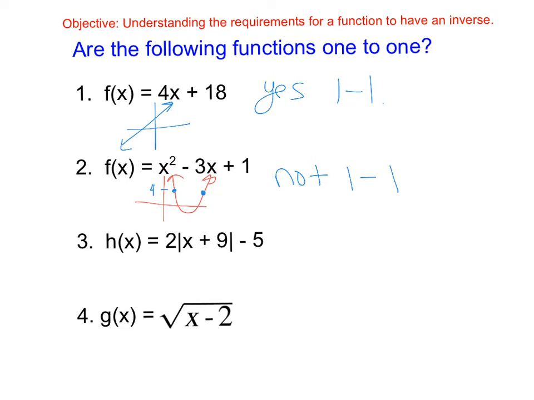Number 3, what is that a graph of? That is an absolute value. And again, absolute values are not 1-to-1. If you take a y value, there are multiple x values that will hit it, right? Negative 5, 5, or whatever it is. And then the last one, the square root. A square root looks like that. And that is 1-to-1.